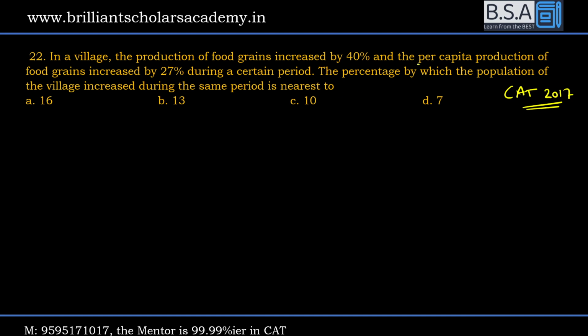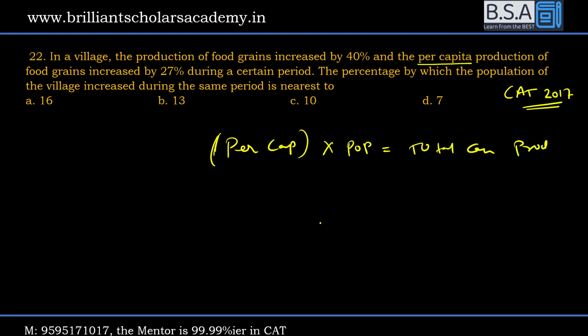Per capita means average. You are saying the per person, per capita consumption, what they consume, multiplied by population should be total quantity or total production. Can we say this? Per capita consumption, what every person is eating, multiplied by population should be equal to what the village has to produce. Yes or no? Guys, does this equation make sense? If it does, we can start the solution.